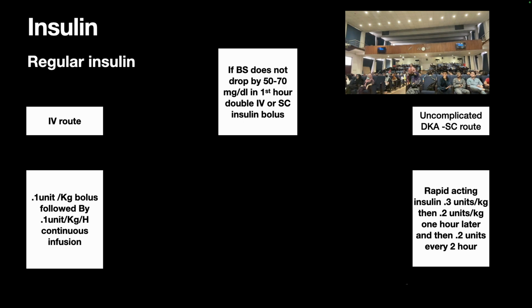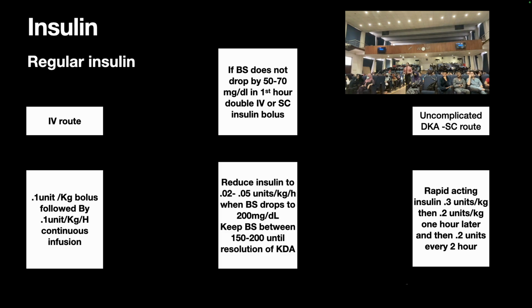If blood sugar does not drop by 50 to 70 milligrams per deciliter in the first hour, double the IV or subcutaneous insulin bolus. Repeat a bolus or double it. If it is not falling at this rate, you give another bolus and keep on monitoring. If the blood sugar drops to 200 milligrams per deciliter, reduce insulin to 0.02 to 0.05 units per kg per hour infusion. Keep blood sugar between 150 and 200 until DKA is resolved.